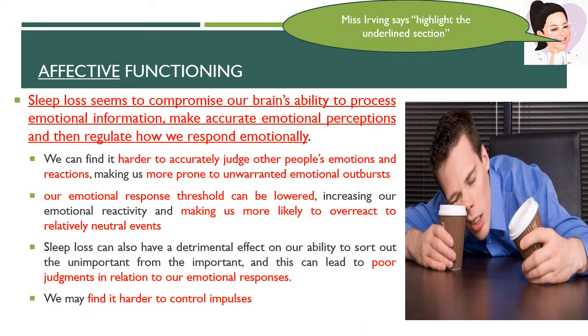Affective functioning, once again, is all to do with emotions. It also compromises our brain's ability to process emotional information. So it's not about our thoughts, it's about emotional information, how we process what other people are actually feeling and saying and doing, right? And then regulate how we actually react to that. So it's harder to judge other people's emotions and makes us more prone to unwarranted emotional outbursts.